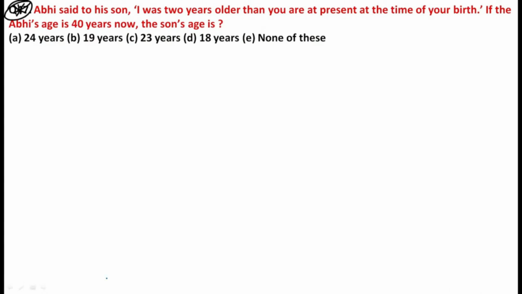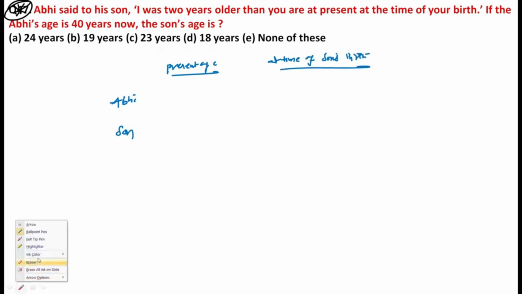Now Abhi said to his son, I was 2 years older than you at present at the time of your birth. Now, Abhi's age is 40 years. What is the son's age? Guys, it's an important thing. There is a conversation here between a person, Abhi, and his son. Out of this information, we know only one thing: the present age of Abhi is 40.